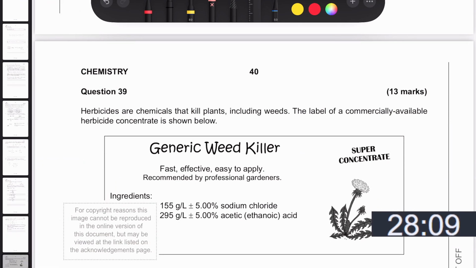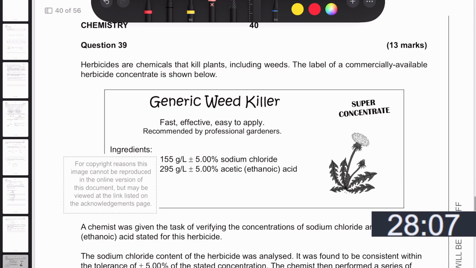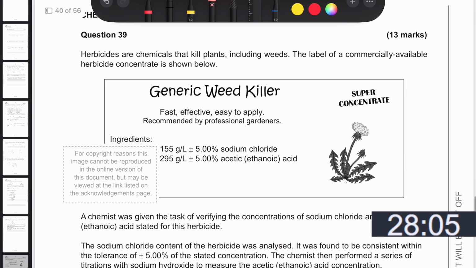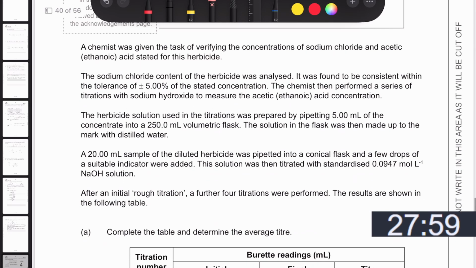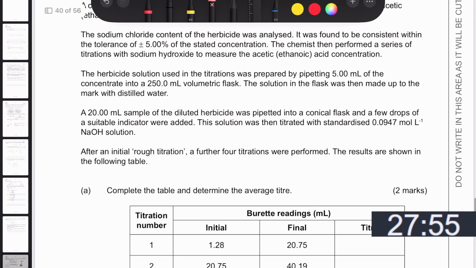Herbicides are chemicals that kill plants, including weeds. The label of a commercially available herbicide concentration is shown below. A chemist was given a refined solution of sodium chloride and acetic acid. Sodium chloride was found to be consistent with a tolerance of plus or minus 5%.